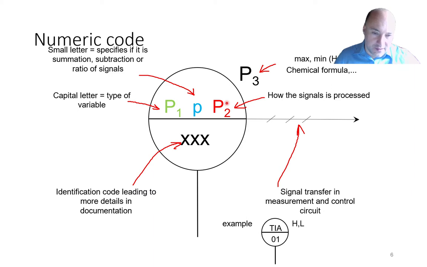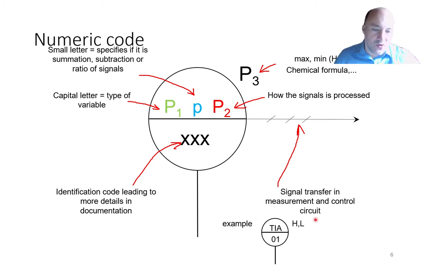The third letter and the following letters tell you how the signal is being processed. For example, you see here the letters I and A, and we'll see the meaning later. This tells me whether I show it locally on the display, for example, whether I control something from this variable, or whether I log it in some memory. And then this, again optional, position P3 is telling you some additional info.